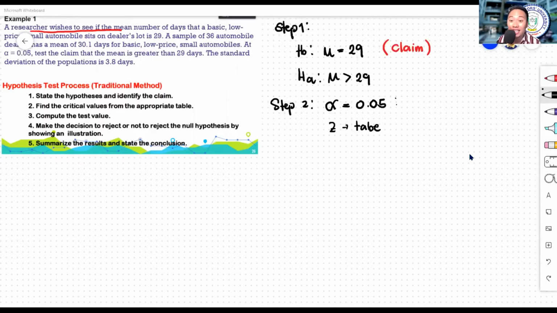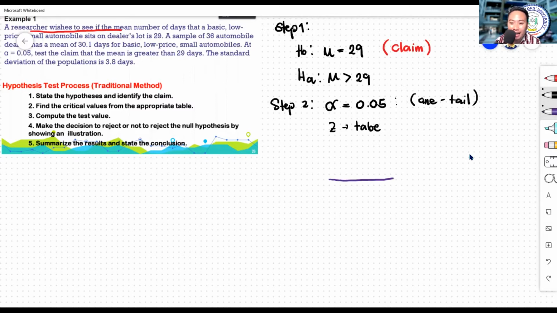So guys, remember, always take note of this. So it's a one-tailed test. In fact, it's a right-tailed test. So, one-tailed test. Okay? Are we good? So in other words, guys, this is a one-tailed test.